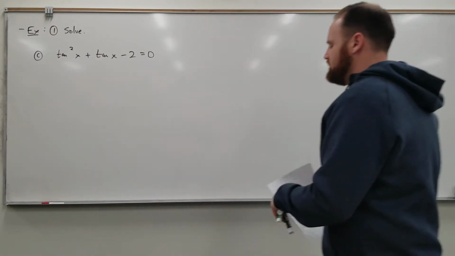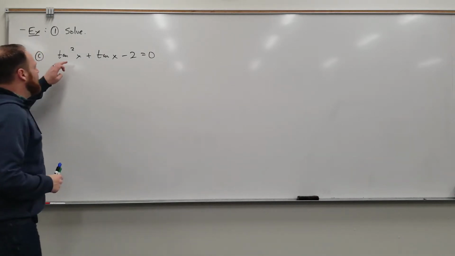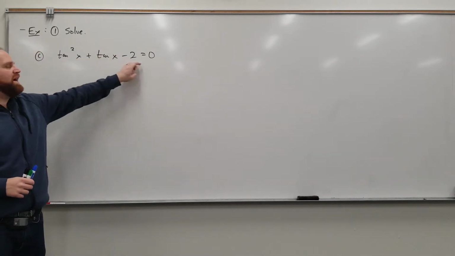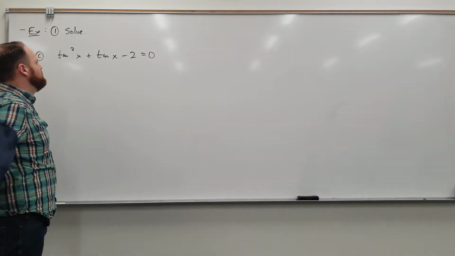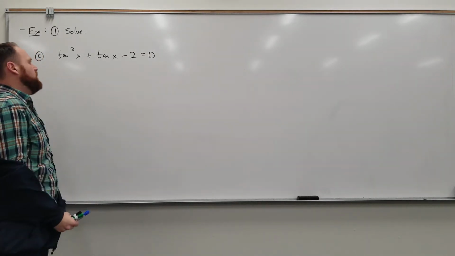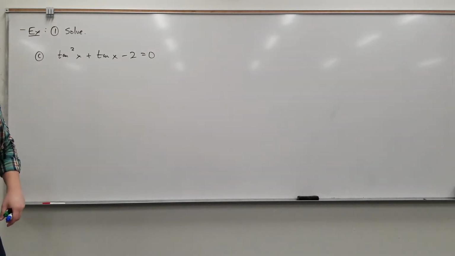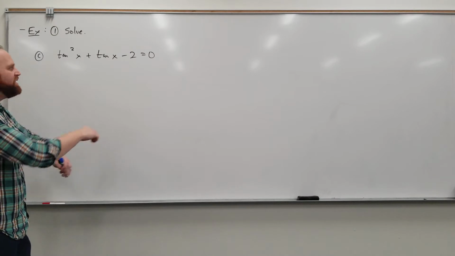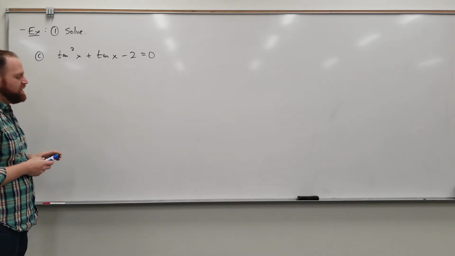Third example, 6.2. Tangent squared x plus tangent x minus 2 equals 0. Given the previous example, you probably have an idea about what to do here. Maybe give the video a pause, see if you can figure it out on your own. I'm going to go ahead and work out the solution, okay?